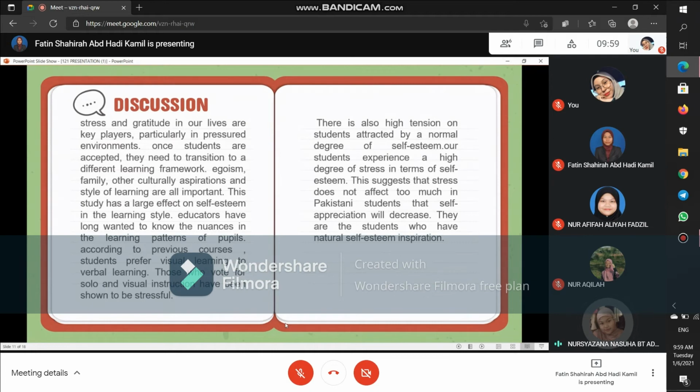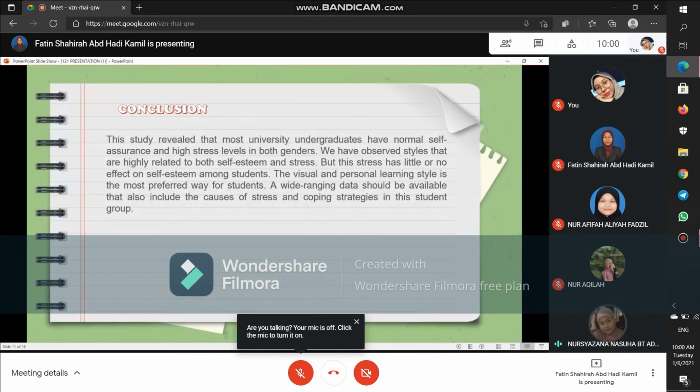Those who vote for solo and visual instruction have been shown to be stressed. There is also high tension on students who have a normal degree of self-esteem. Our students experience a high degree of stress in terms of self-esteem. This suggests that stress does not affect Pakistani students too much, and that self-appreciation will not decrease. They are the students who have natural self-esteem inspiration. For the next slide, I will pass it to Nur.